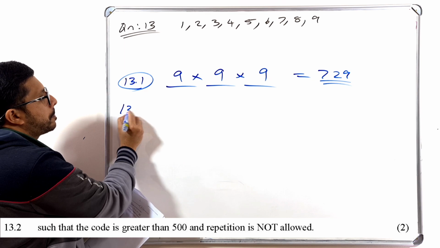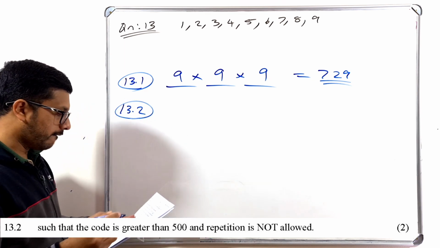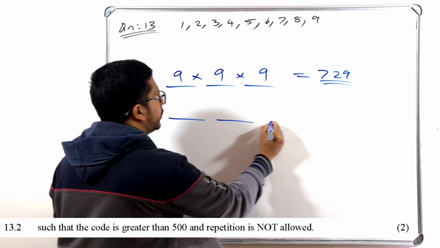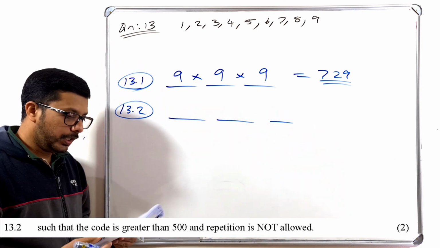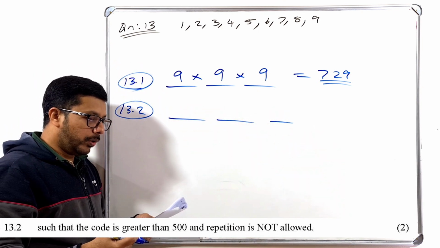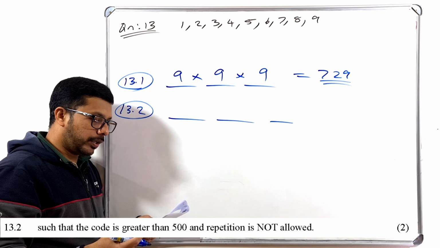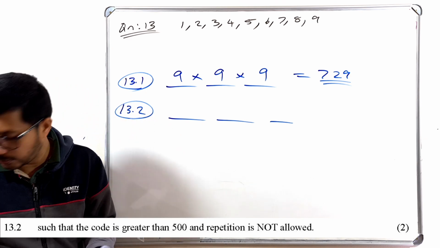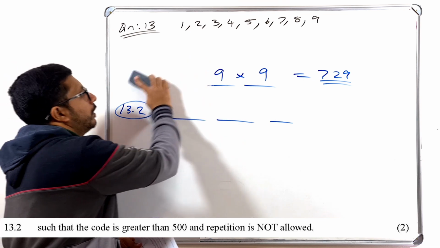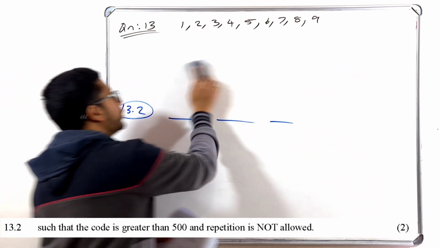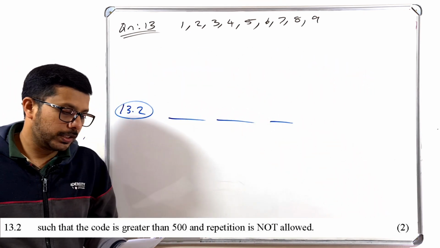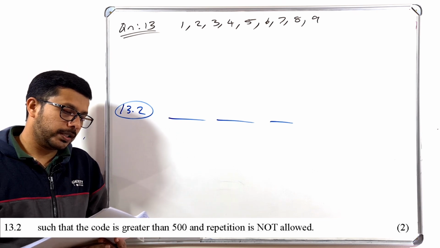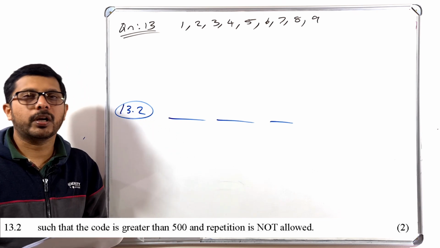13.2, what is that question? You have to find the number such that the code is greater than 500 and repetition is not allowed. Let me erase the first question, 13.1, after that we can do 13.2. So what is the condition here in 13.2? Such that the code is greater than 500.